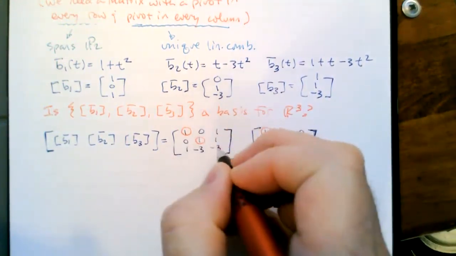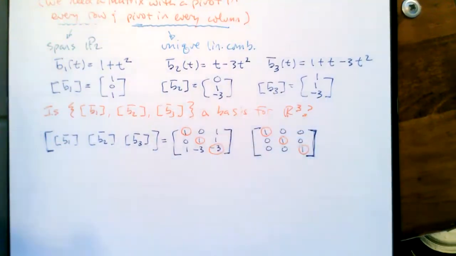And so the matrix has a pivot in every row and column. So since this matrix, B1, B2, B3, has a pivot in every column and a pivot in every row, these vectors form a basis for R3, which means the three polynomials, B1, B2, and B3, are a basis for P2.